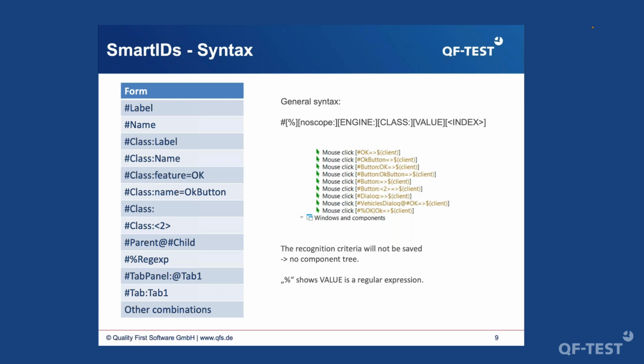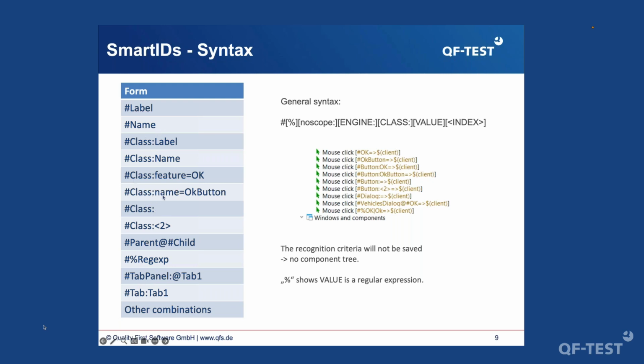So therefore, you have some possibilities to, for example, prepend the class name in the SmartID. So you basically can then say hash button :OK, which tells QFTest, okay, I'm looking for a button, and the button should be identified via OK, which may be the label on the button, maybe the name of the button itself, or any other attribute in the component. So we have here several possibilities which you could use.